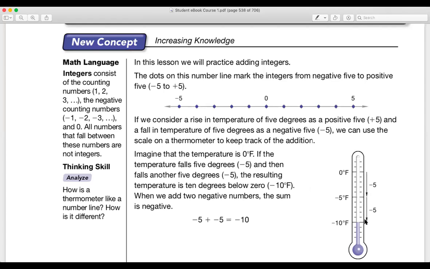When we add two negative numbers, the sum is going to be negative. So -5 plus -5 equals -10.